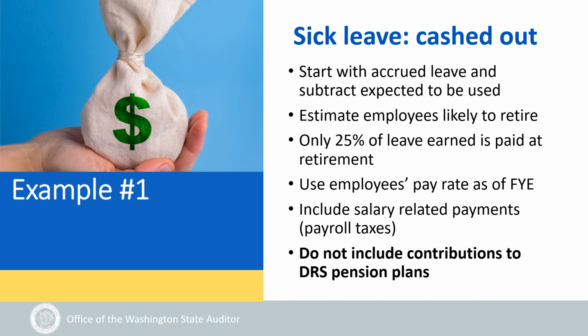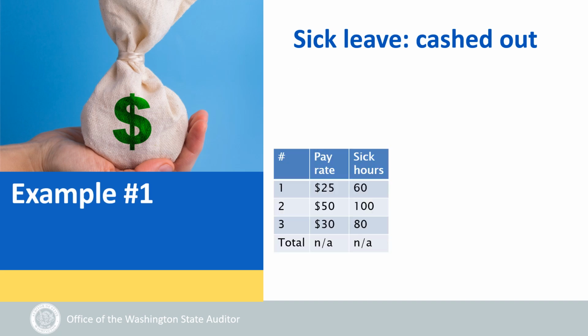We take the remaining sick leave hours and multiply it by 25% because our policy said they are only allowed to cash out 25% of their sick leave balance. So this is why it's important to know your policy. Again, we use the pay rate as of the fiscal year end and include salary-related payments, but not the contribution to DRS pension plans. Here's what that looks like.